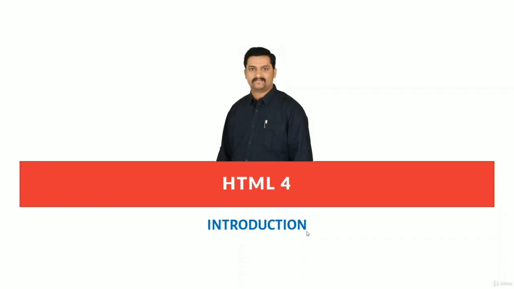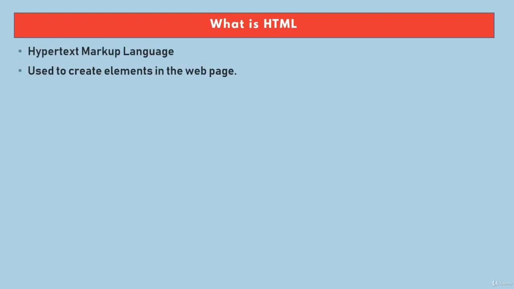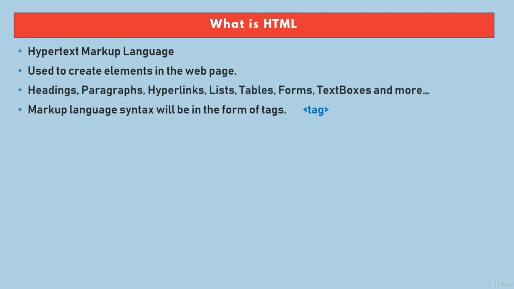Let's understand the introduction to HTML4. HTML stands for Hypertext Markup Language. It is not a programming language, it is a designing language which is mainly used to create elements in the web page. Elements means the different types of items that are present in the web page like headings, paragraphs, tables, forms, text boxes, drop-down lists, hyperlinks, etc.